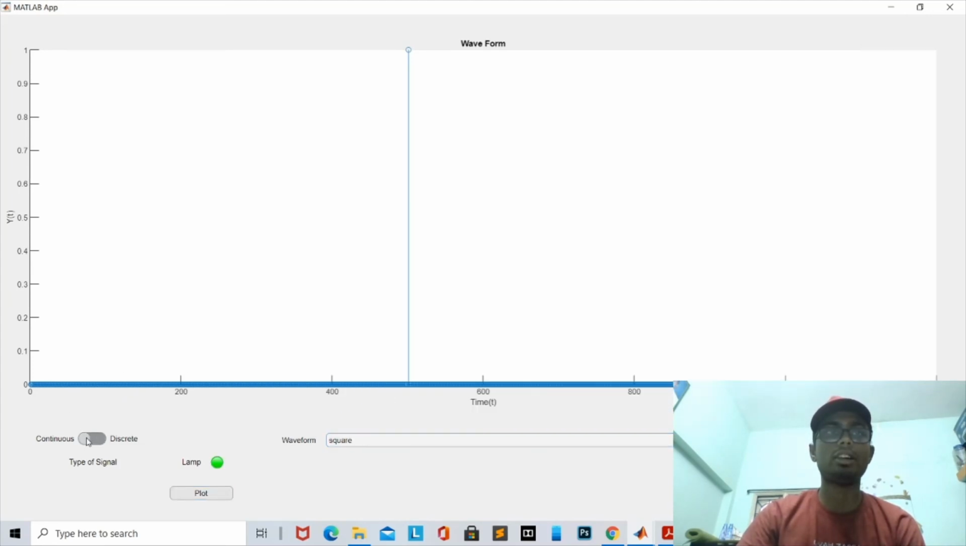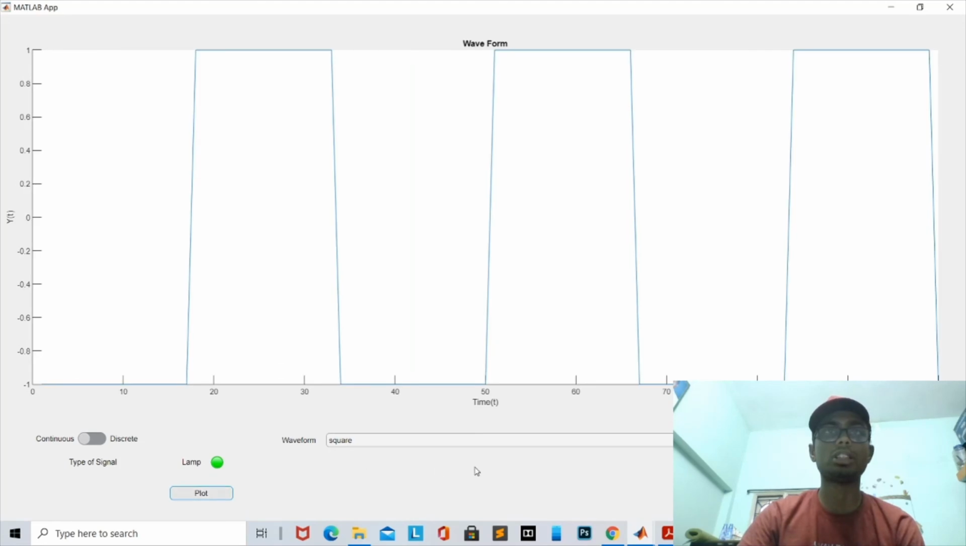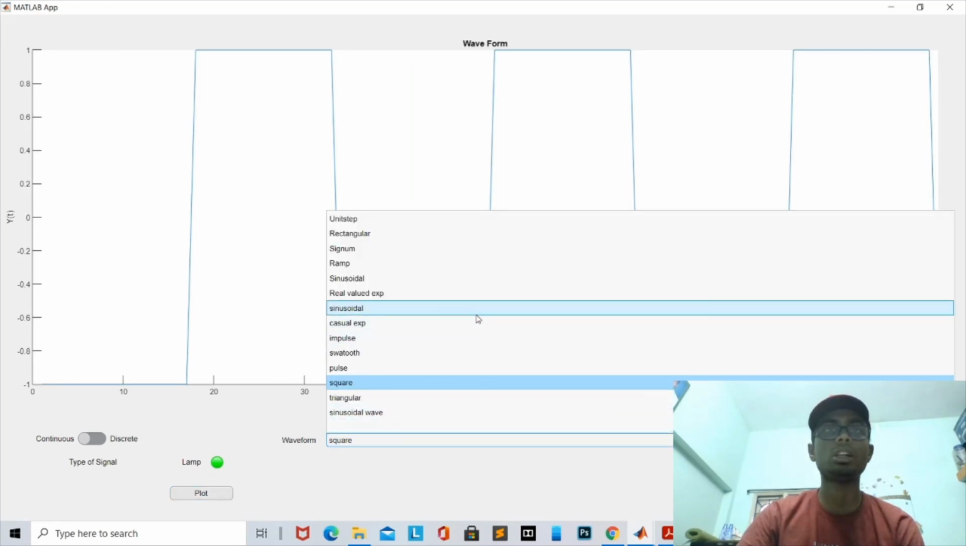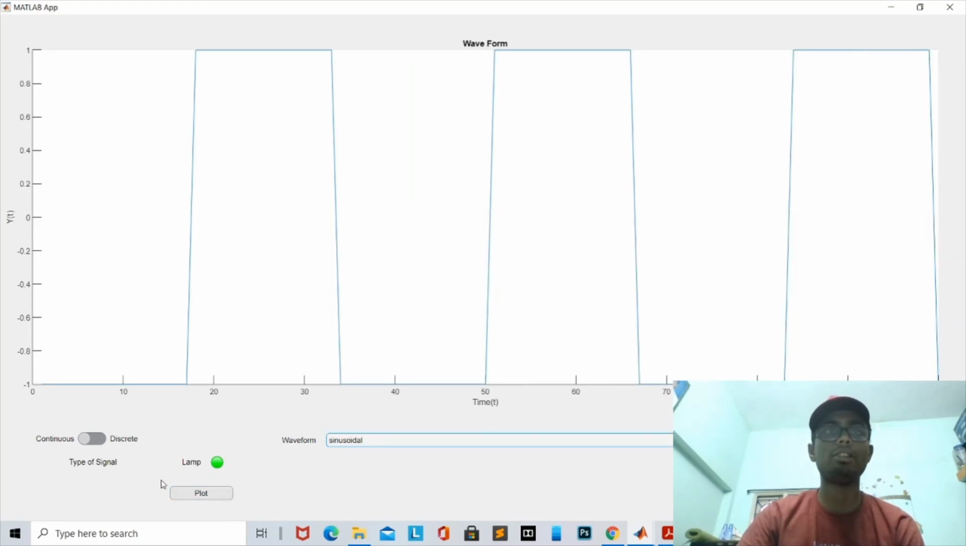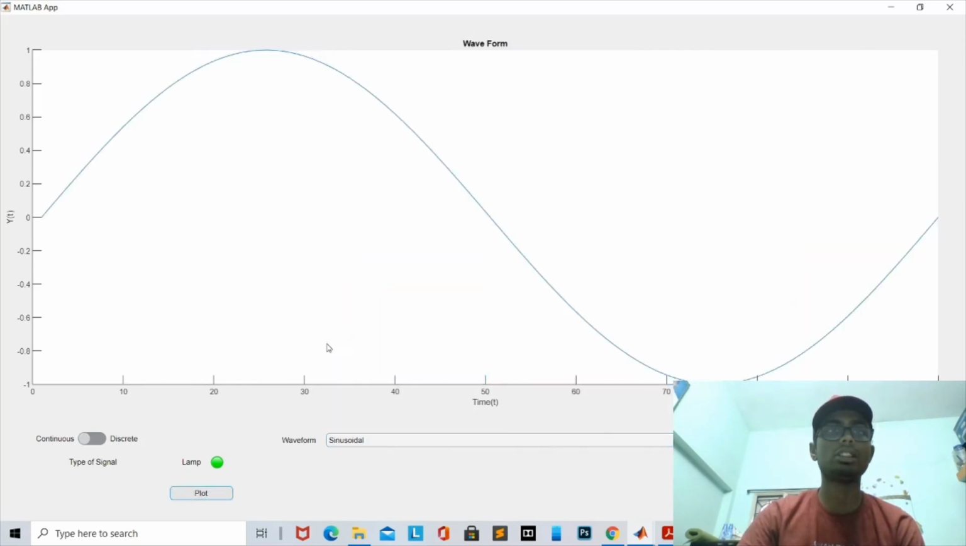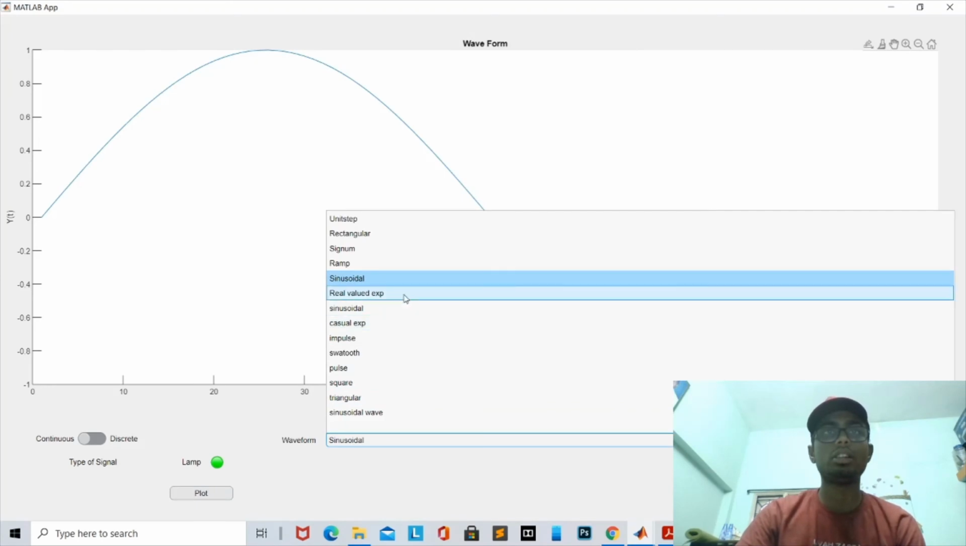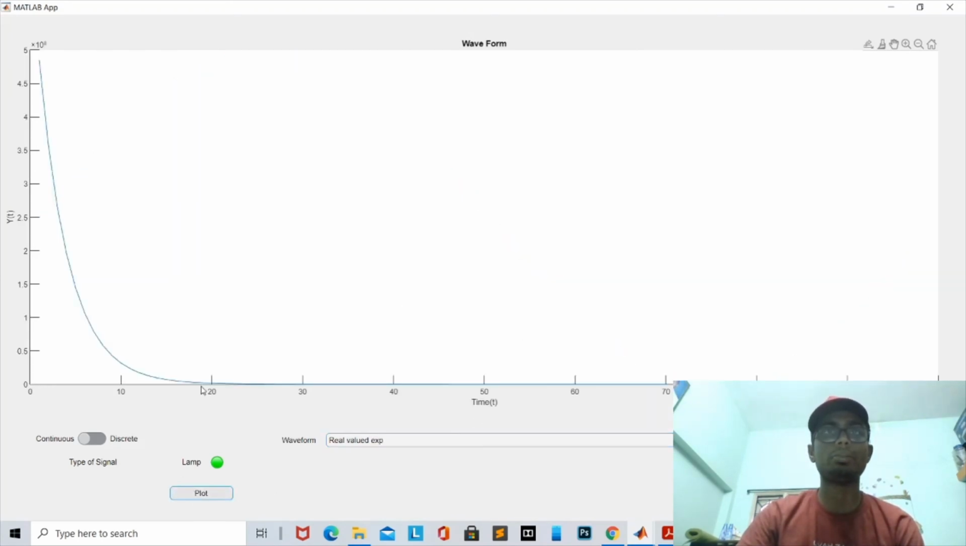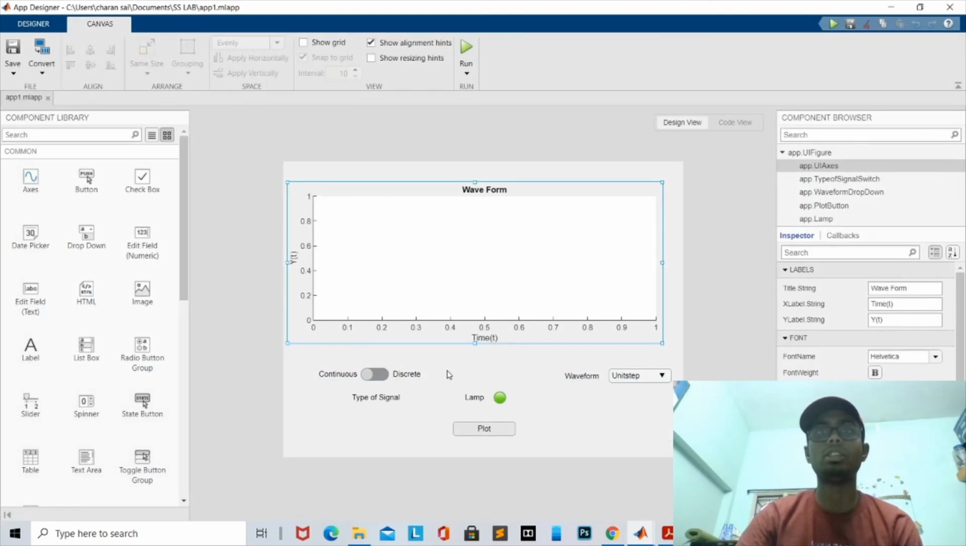Square, continuous square waveform, continuous plot. Here's the square waveform. And sinusoid, complex sinusoidal waveform, and sinusoidal waveform, continuous. I'm plotting here. Here comes a real valued exponential, continuous. I'm plotting here. So like this, I have designed the app, and this concludes the session.